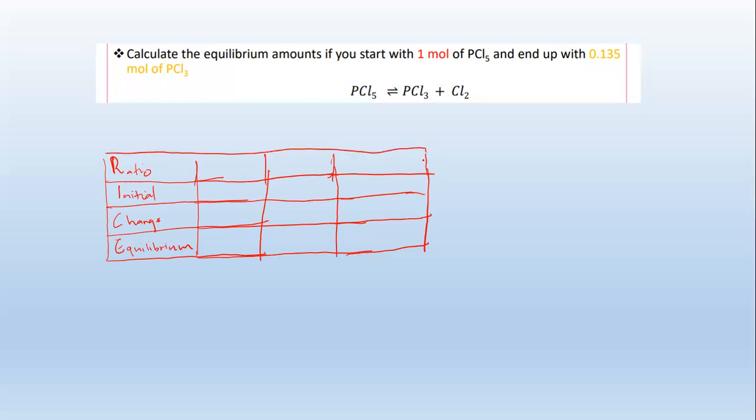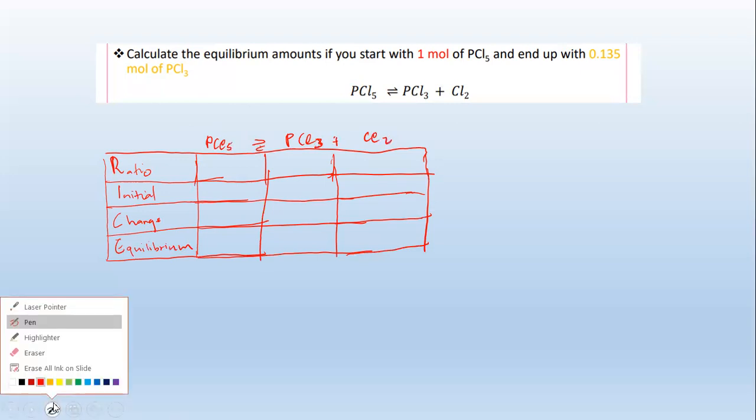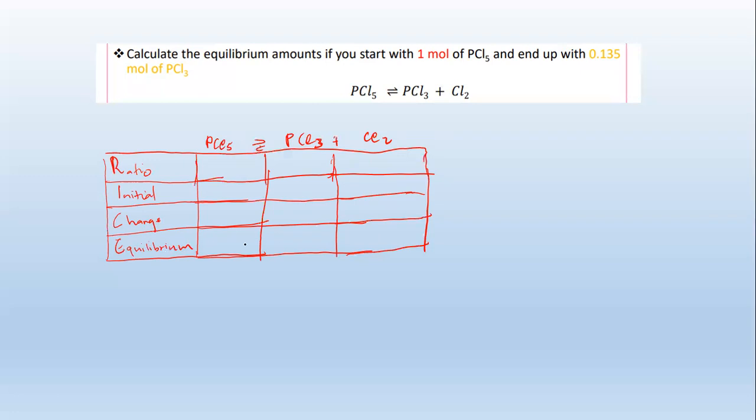Here's our table, right? So remember our chemical reaction, we have PCl5 forming PCl3 plus Cl2. Then let me change my pen color. Remember, we want everything at equilibrium. This is our final answer right here. So our ratio, from the balanced chemical equation, is going to be 1, 1, 1 coefficients. And therefore, they say calculate equilibrium amounts. If you start, this is initial, most definitely.